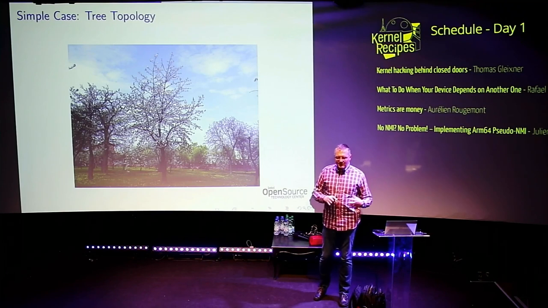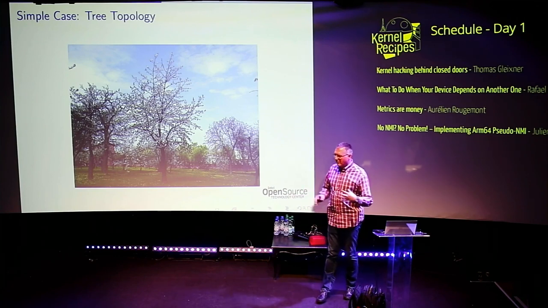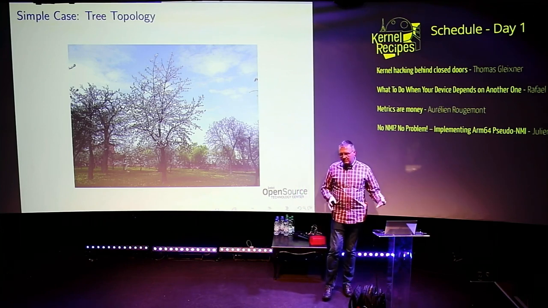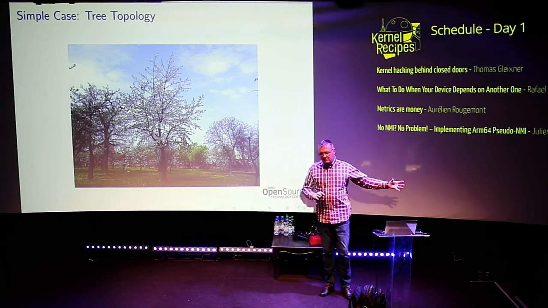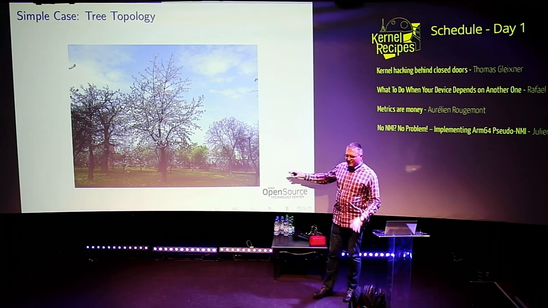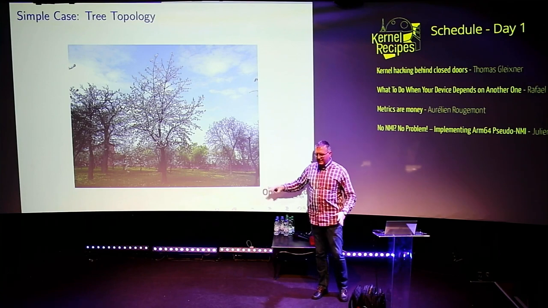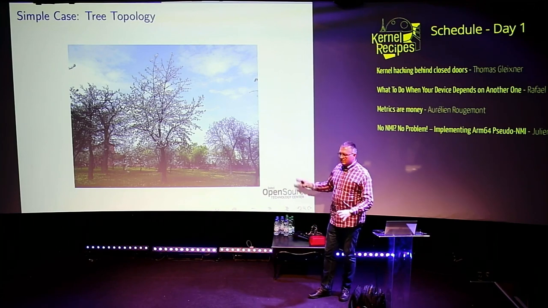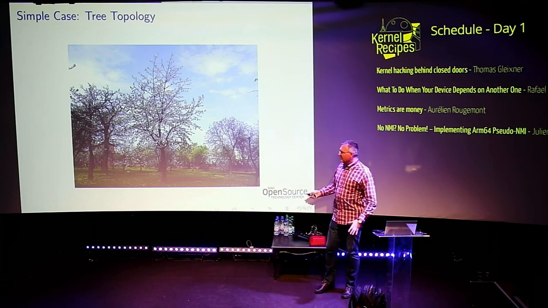If all of the dependencies between devices in the system are of this kind, so parent-child, then the topology or the device hierarchy is actually a proper tree. In that case, it all works. The driver model, as designed several years ago, is sufficient to cover that. Everything is covered. You don't need to do anything. So one of the answers to the question in the title of my talk is, if the device hierarchy in the system is a proper tree, you don't need to do anything. The driver core is going to cover all of that for you. But sometimes it is not the case.